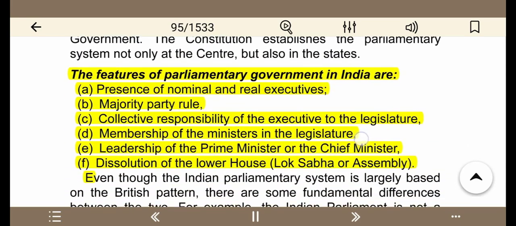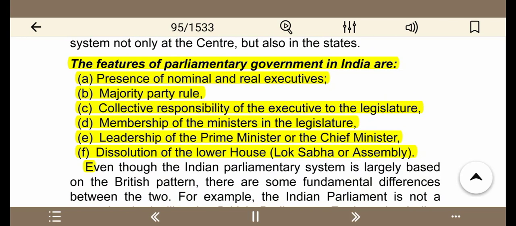The features of parliamentary government in India are: a. presence of nominal and real executives, b. majority party rule, c. collective responsibility of the executive to the legislature, d. membership of the ministers in the legislature, e. leadership of the prime minister or the chief minister, f. dissolution of the lower house, Lok Sabha or assembly.